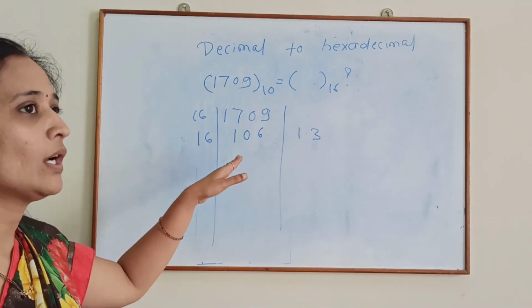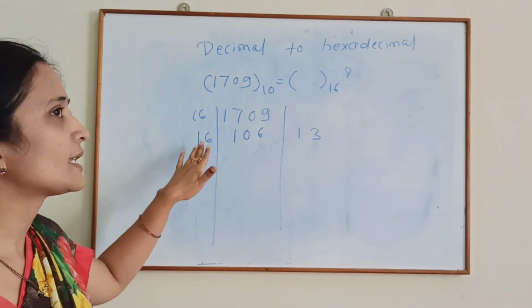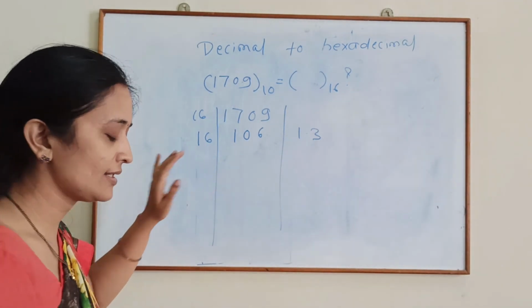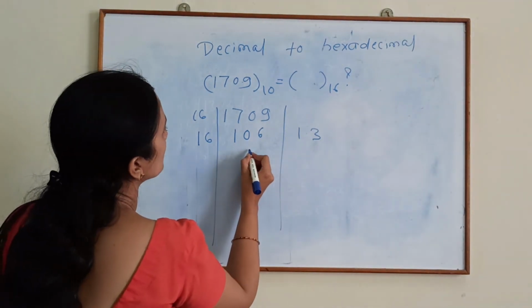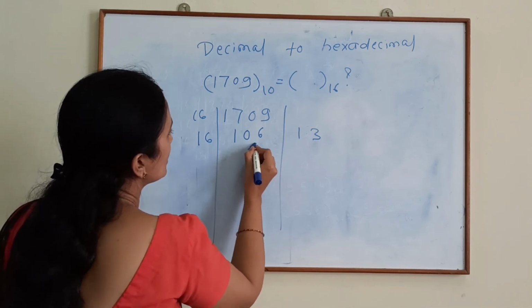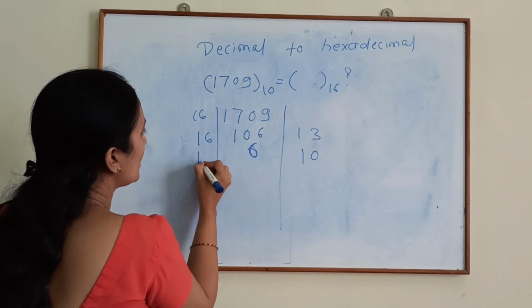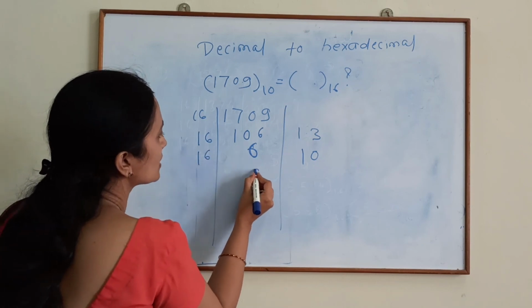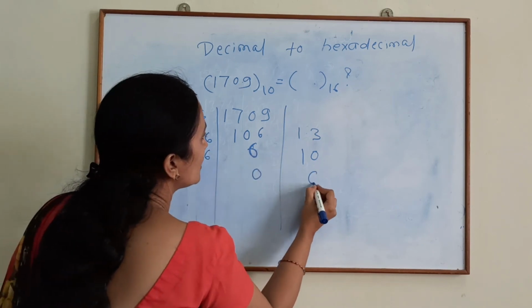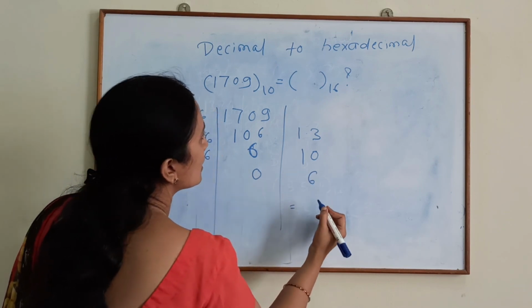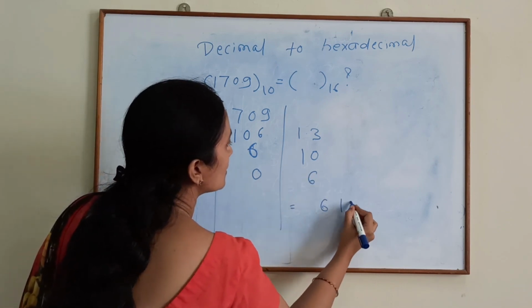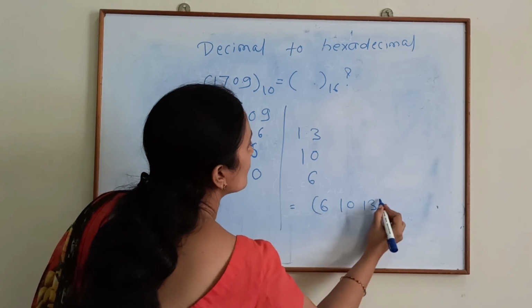If you divide 106 by 16, 16 6s are 96. Therefore, here answer will be 6 and remainder is 10. We cannot divide 6 by 16. Therefore, 16 zeros are 0. Remainder is 6. Therefore, answer is 6, 10, 13.